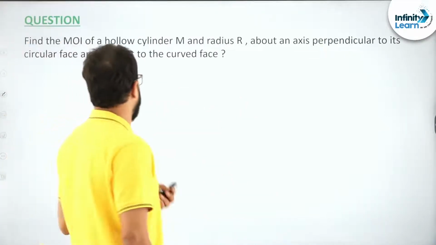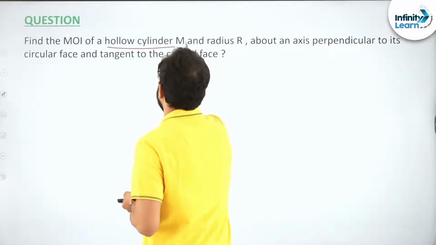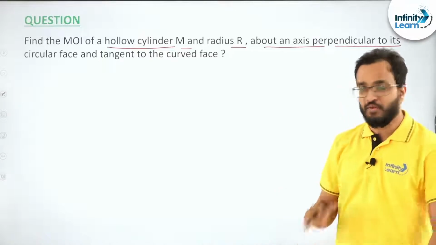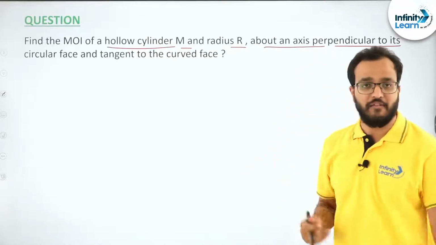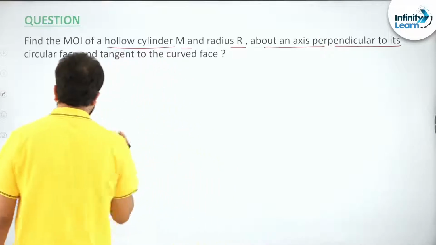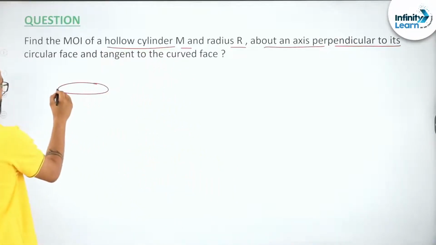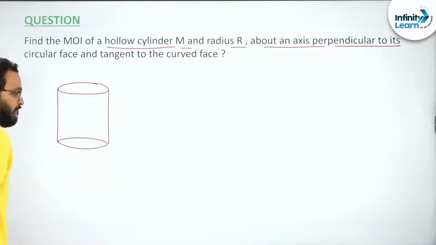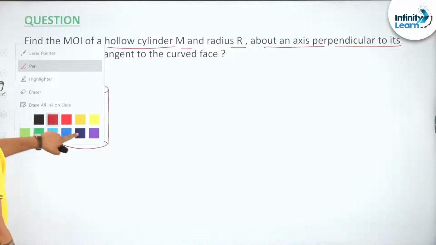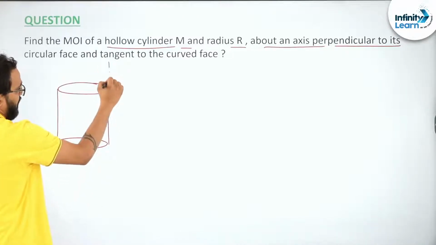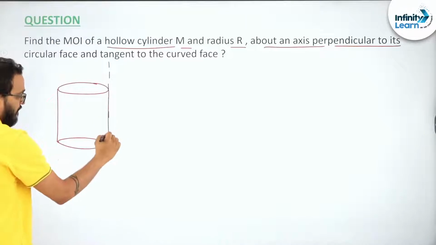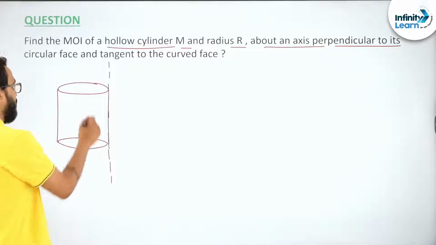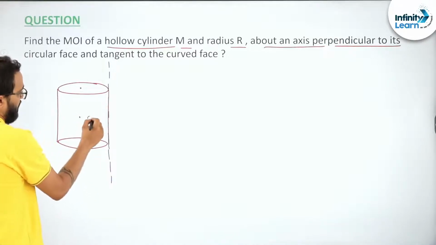Now find the moment of inertia of a hollow cylinder of mass M and radius r about an axis perpendicular to its circular face and tangent to its curved face. So it's pretty easy. First of all, this is a cylinder. What kind of cylinder are they asking? A hollow cylinder, right? What is the axis they are telling us? They are saying that this is the axis, touching the curved face and perpendicular to the circular face. Now where is the center of mass? This will be the center of mass of the system.